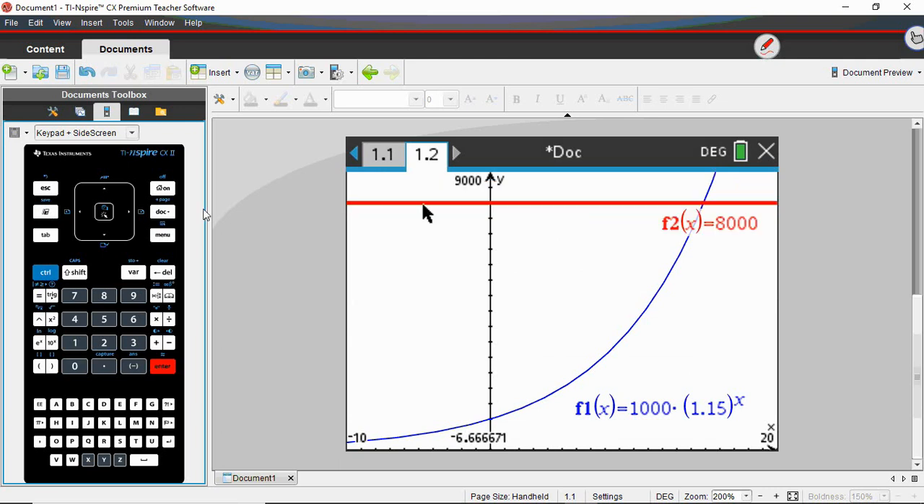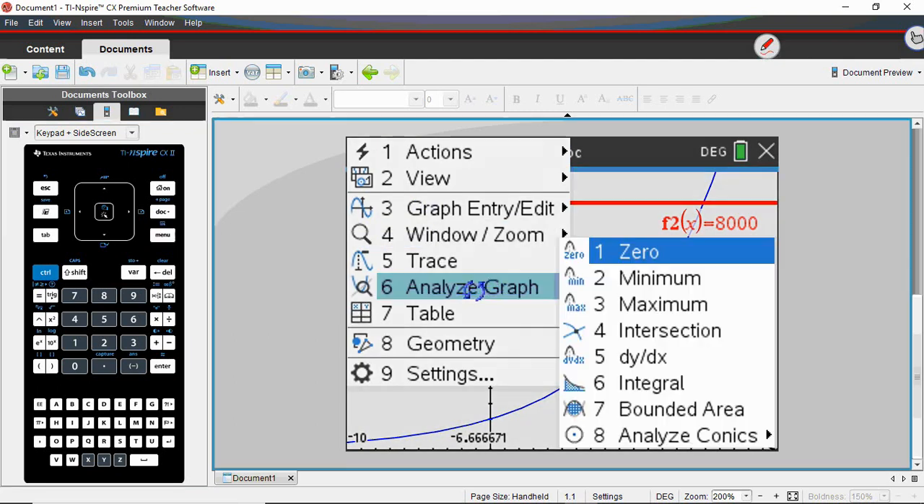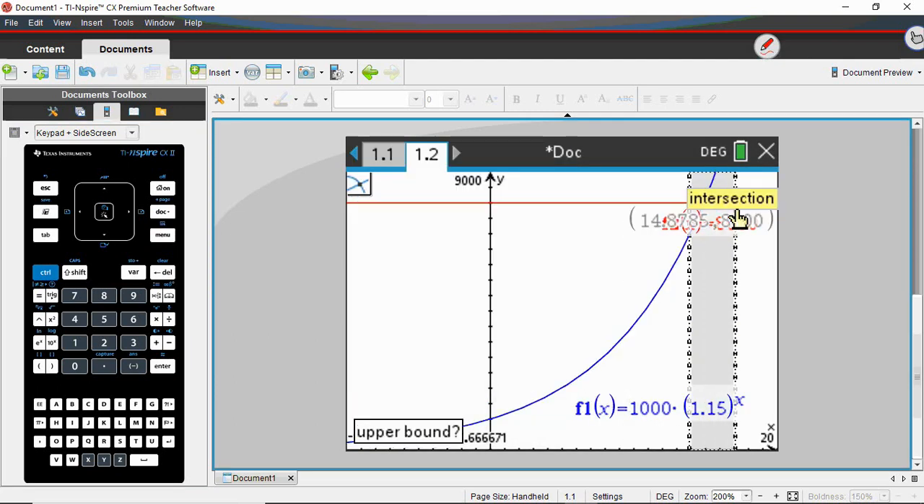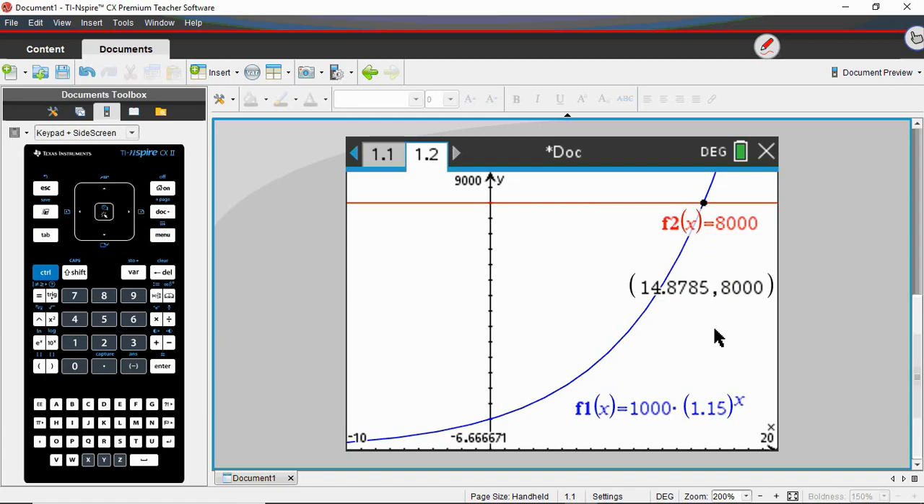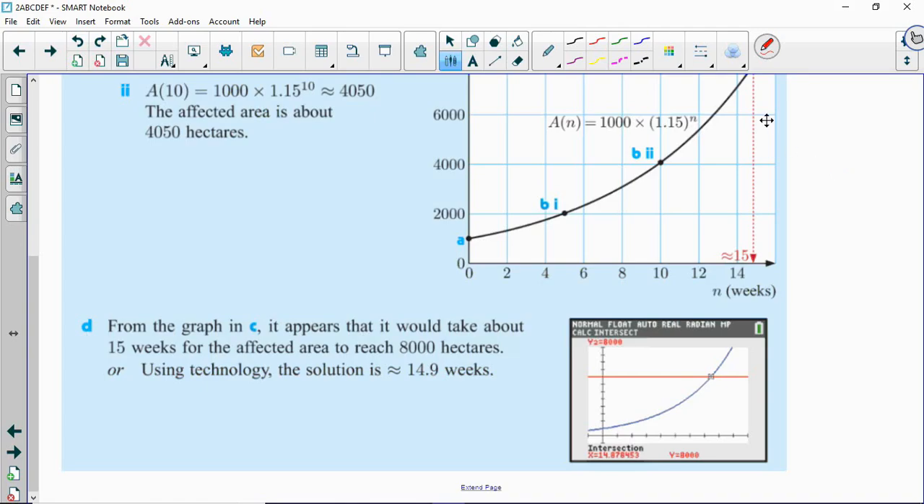So there we go, and we're going to find out, menu, analyze the graph, where do they intersect? Amazing. So yeah, look, just estimating from the graph, it's like around 15. So if it were like a paper 1 type of thing, and you were given this graph, then 15 would be a great estimate. Otherwise, 14.9 to 3 sig figs is better.